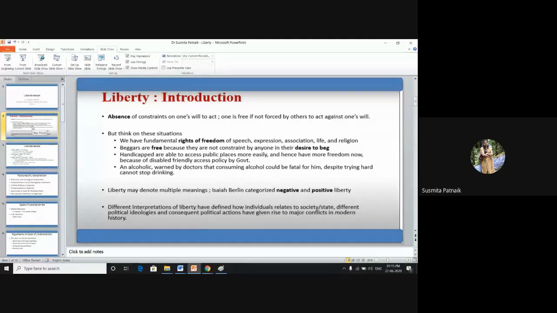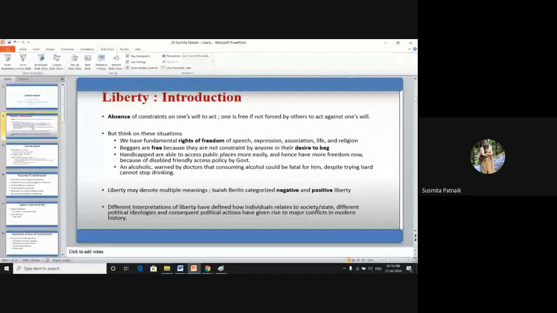So liberty is the fundamental right of the individual, just like in our Indian constitution we have the right to speech, right to expression, right to association, right to life and right to religion. The right to life is called the natural right. This is our natural life, so no one can take away the right to life. If someone does any type of harm against your life, then the court will be there, and it will punish the person.